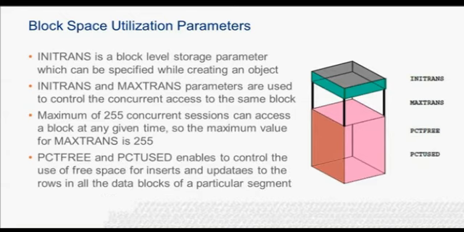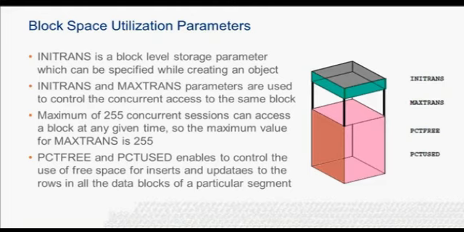Block space utilization parameters can be used to control the use of space in data and index segments. Parameters controlling concurrency: INITRANS and MAXTRANS specify the initial and the maximum number of transaction slots that are created in an index or a data block. The transaction slots are used to store information about transactions that are making changes to the data block at a point in time.